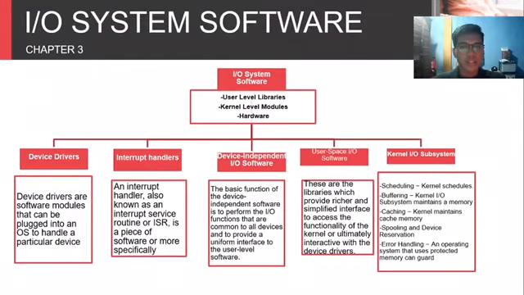And now, the I/O system software. I/O system software is often organized in the following layers: one, user-level libraries; two, kernel-level modules; and three, hardware. I/O system software consists of device drivers. What is a driver? Device drivers are software modules that can be plugged into an OS to handle a particular device. Next, interrupt handlers. An interrupt handler, also known as an interrupt service routine or ISR, is a piece of software.